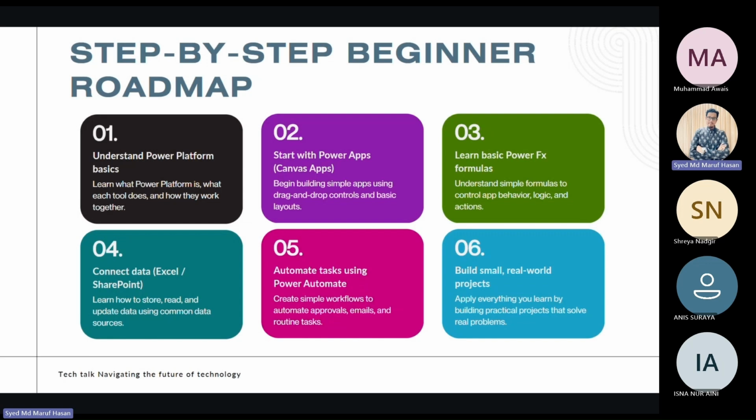Then we have automating tasks using Power Automate. So this is another step we can learn. We can create simple workflows with Power Automate, as I showed you before how Power Automate works. So we can create simple workflows to automate the approvals. Let's say we have approval emails. Sometimes we get approvals, we have emails like routine tasks. So we can automate this kind of stuff.